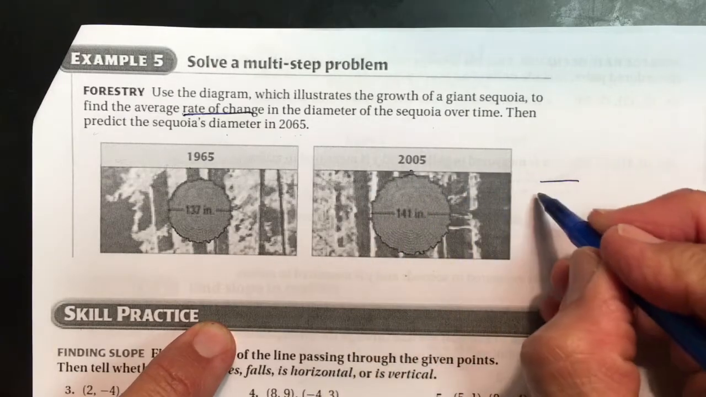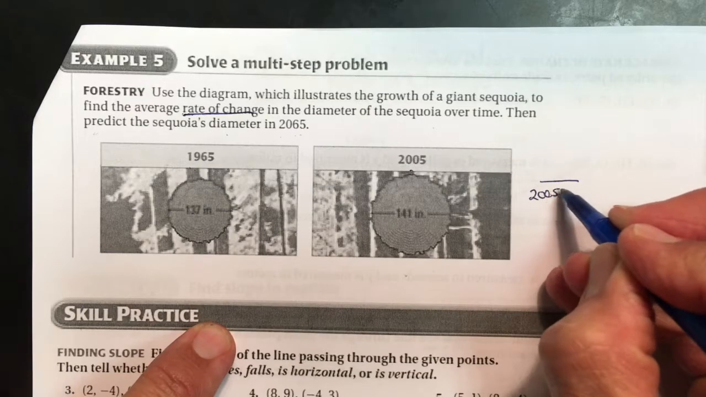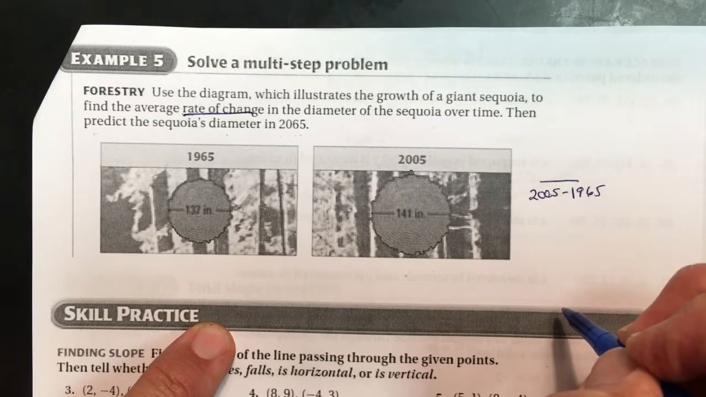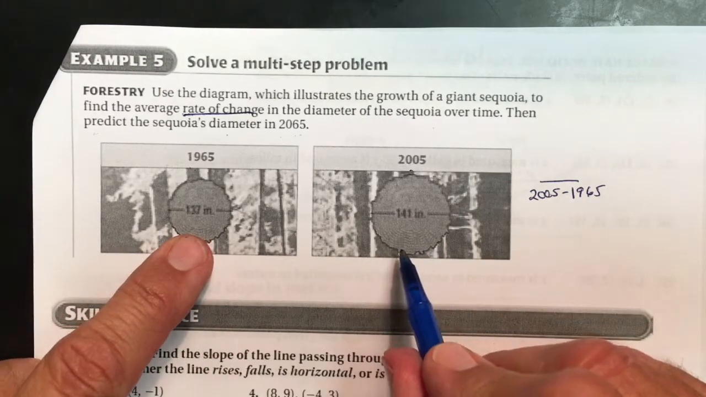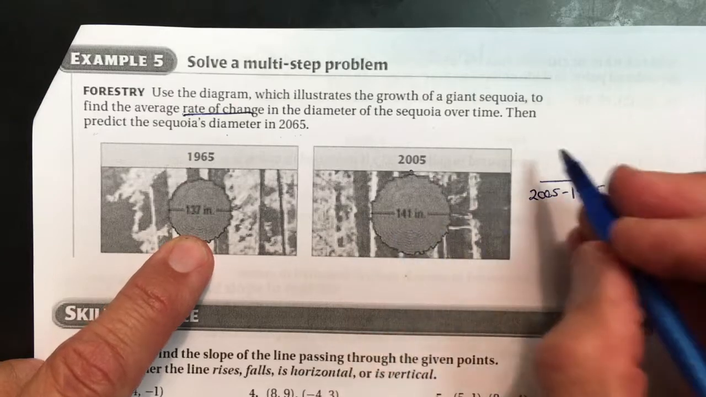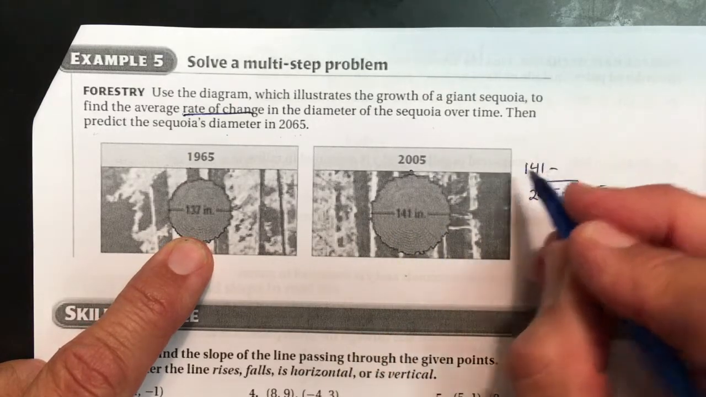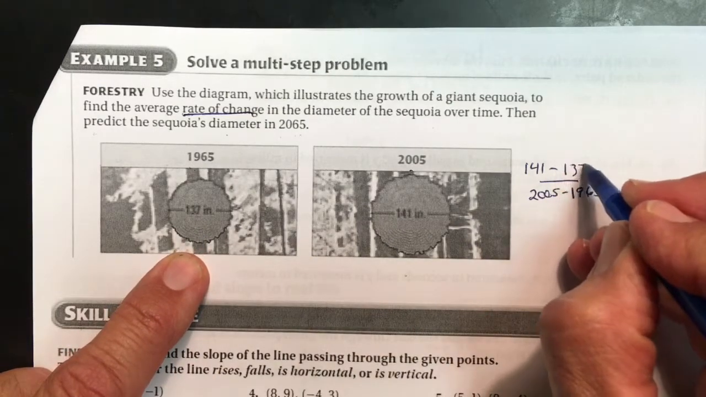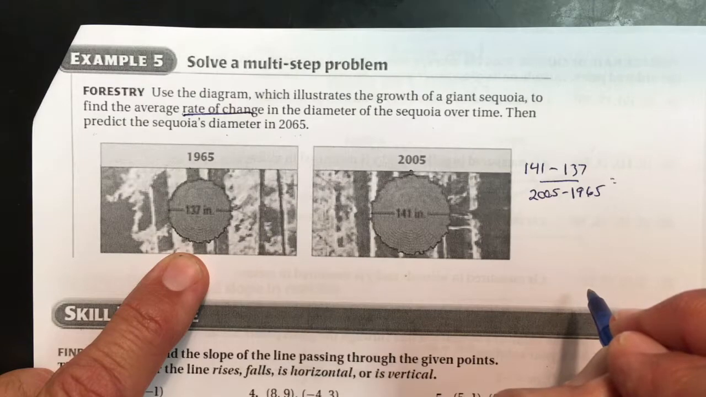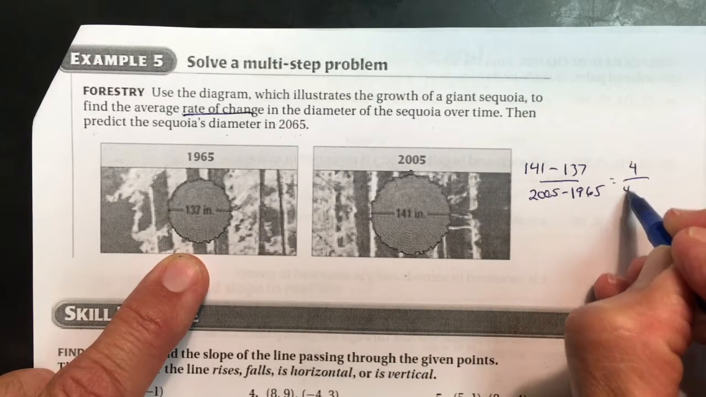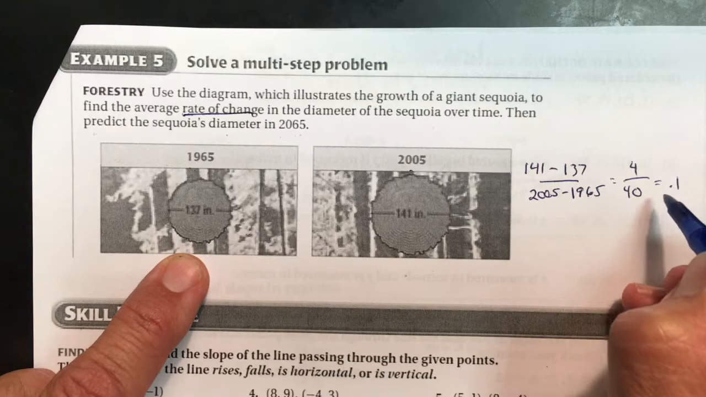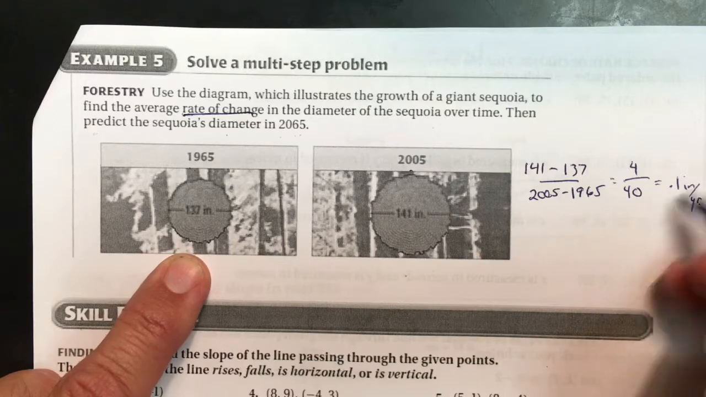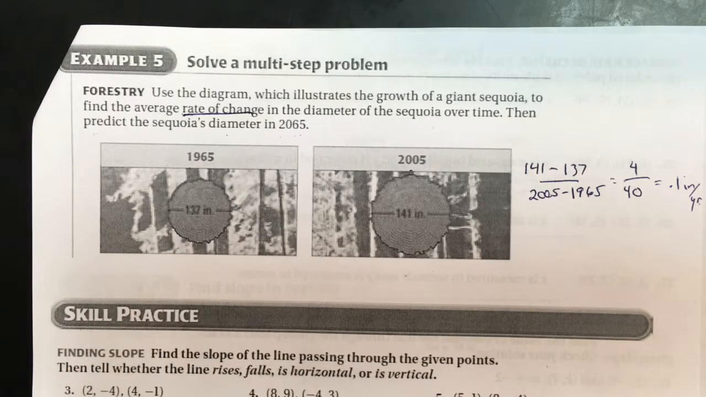So if we say 2005 minus 1965, we get the change in time. Likewise, we get the change in the growth. So in 2005, it was 141 inches, I think, and 137 back in 1965. Subtract those, we have 4 divided by 40, or 0.1 inch per year. So that's the rate of change for the sequoia for those 40 years.